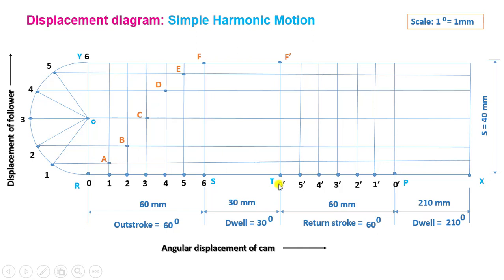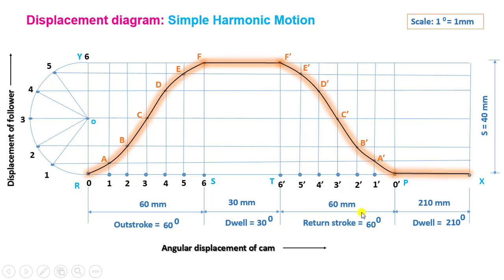When vertical line from 6 dash cuts the horizontal line from 6, we get F dash. When vertical line from 5 dash cuts the horizontal line from 5, we get E dash. Similarly, we can locate D dash, C dash, B dash and A dash. Finally, if you join these points, you will get the complete displacement diagram for simple harmonic motion.